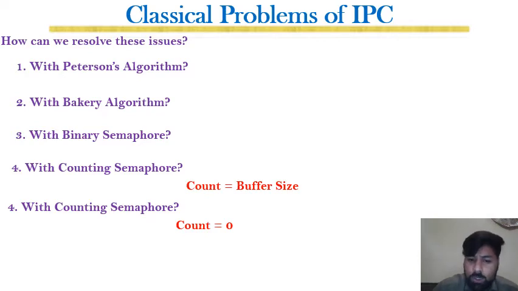The first, count equal to buffer size, means that it ensures that we are not reading from an empty buffer, and we are not inserting into a full buffer, right? And then count equal to 0 means that we cannot produce a character in a full buffer.